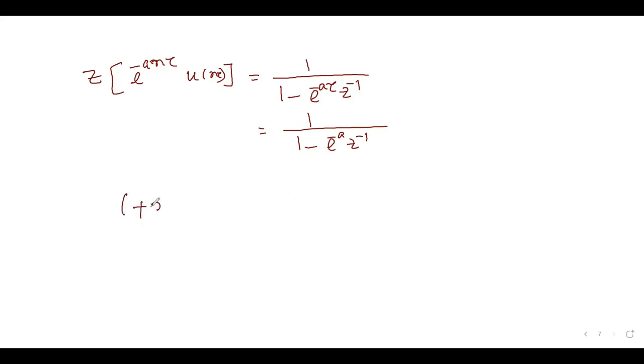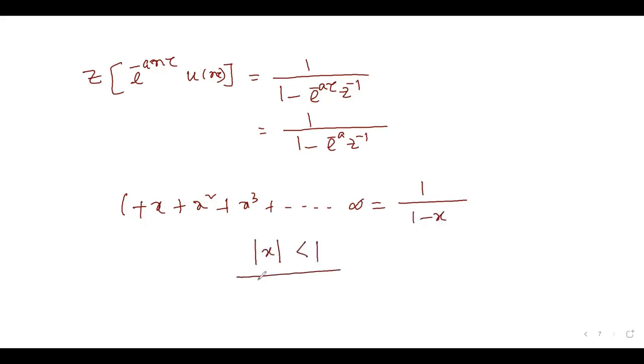1 plus x plus x square plus x cube up to infinity is equal to 1 by 1 minus x. So what is the region of convergence? Mod x less than 1 is the region of convergence. For example, 1 plus a half plus a half squared plus a half cubed will converge only if the common ratio is less than 1. Otherwise, it will not converge. That means 1 by 1 minus a half is the sum.